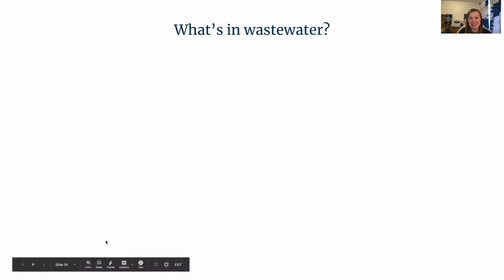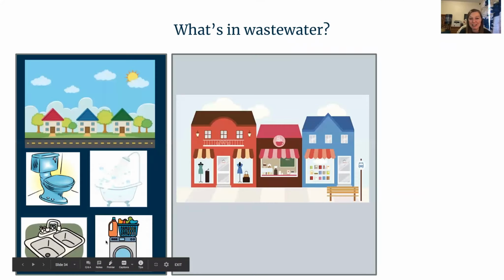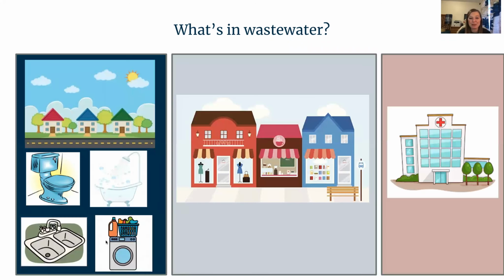So just to do a little bit of an overview of what's in wastewater, if you think about a wastewater treatment facility and the area that it services, you can think about your domestic sources, so your household or your neighborhood, and all the things that you do in your household. So between flushing toilets, bathing, using your kitchen sink, laundry. So these are all sources of domestic wastewater.